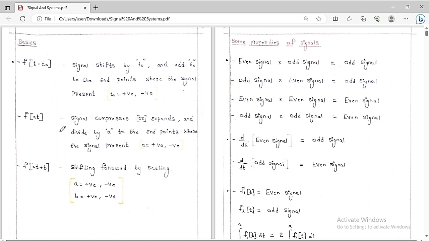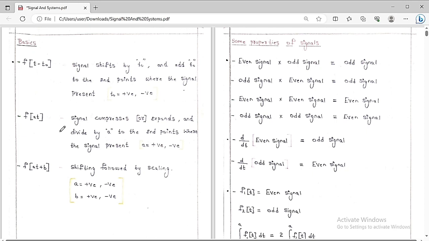So how to draw this graph? For f of t, you know the endpoints. For those endpoints, divide by a, then you are going to get the new endpoints. Then just draw the picture, and we are going to get f of at. a can be either positive or negative also. If a is greater than 1, it is going to compress the signal.